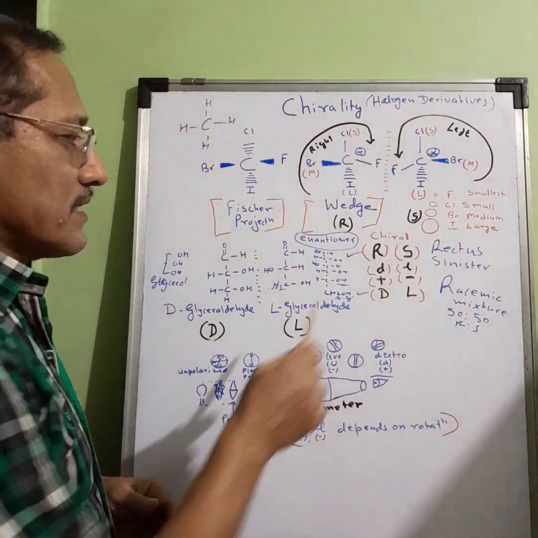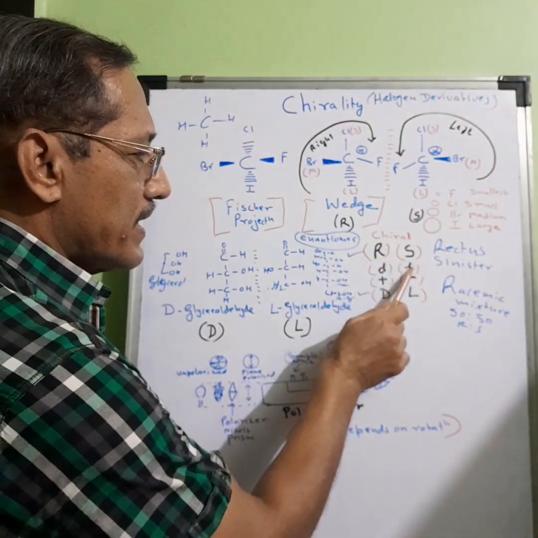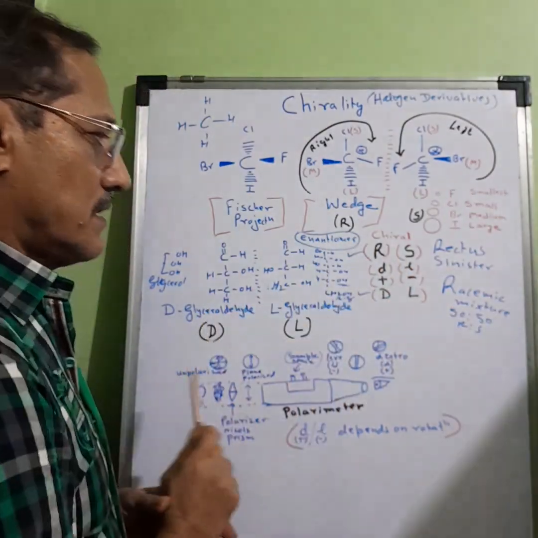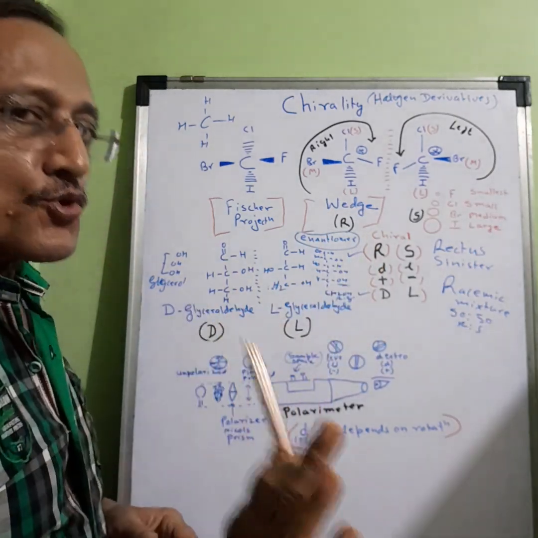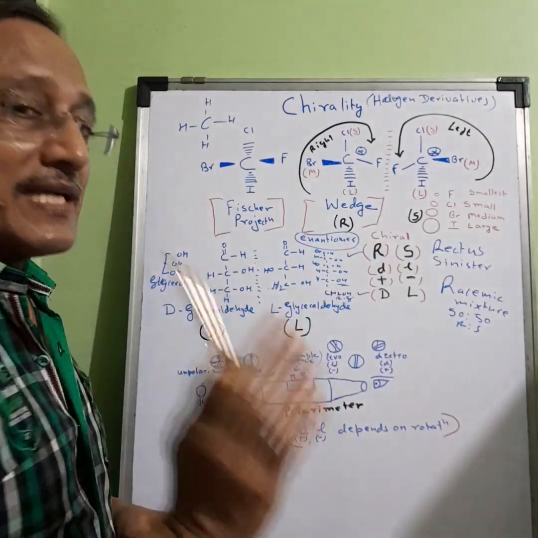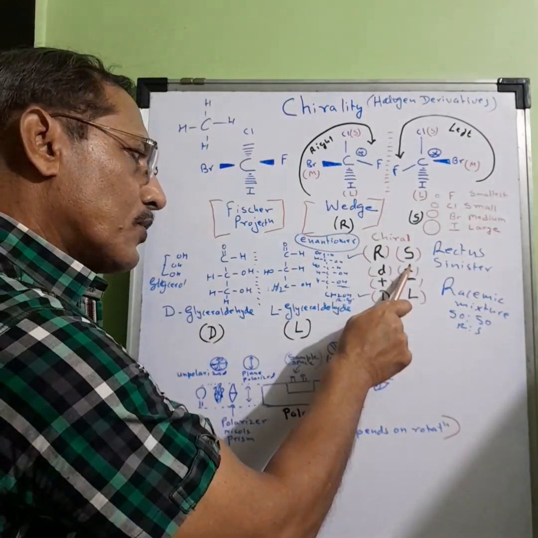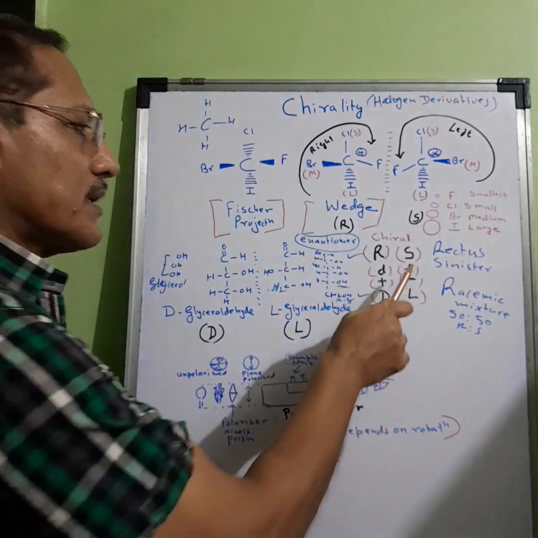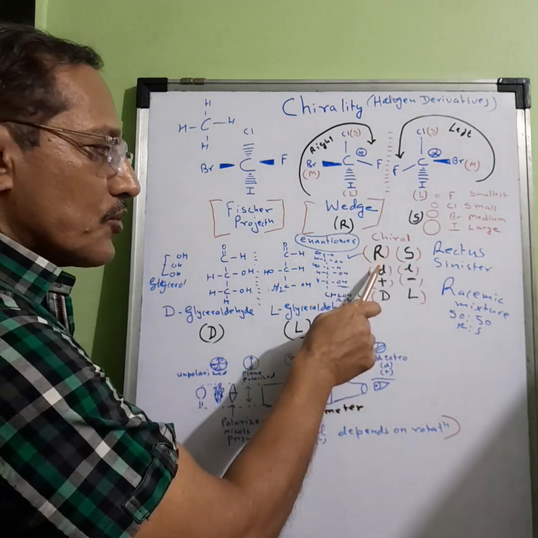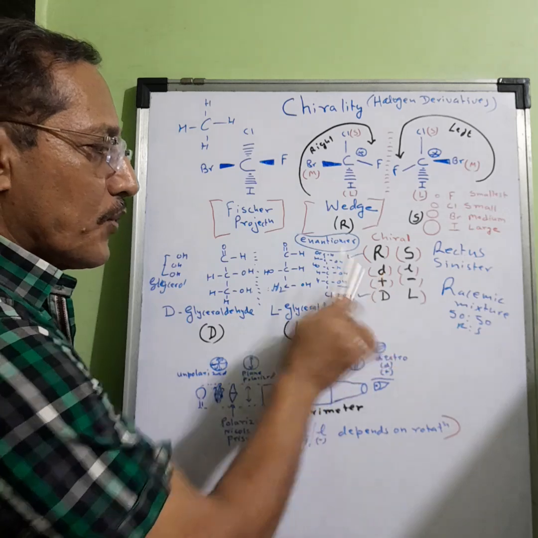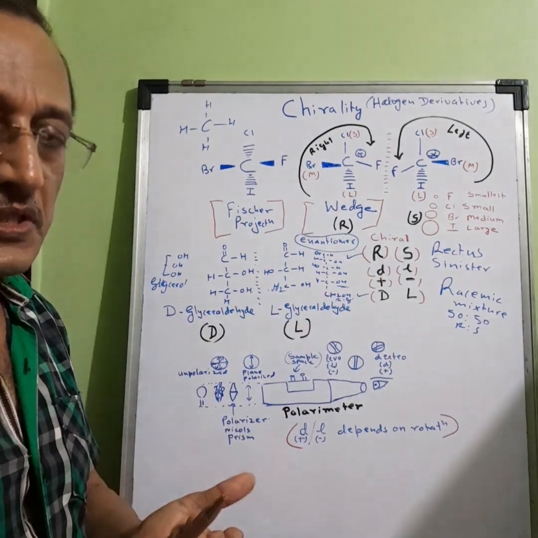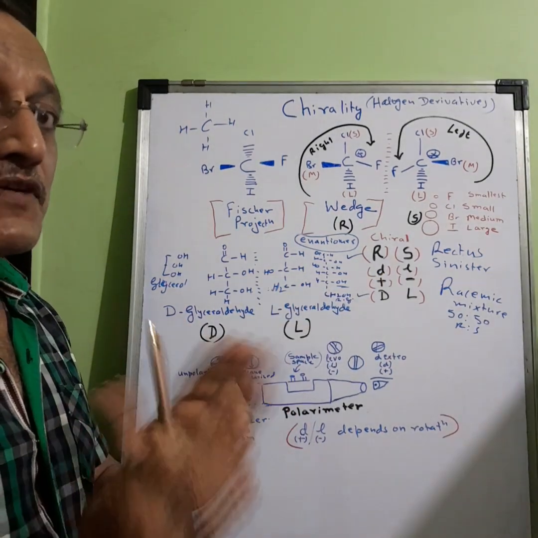Okay, now what remains is D and L, plus and minus. D is known as dextro rotatory, L is known as levo rotatory. Levo rotatory is also represented by a negative sign and dextro rotatory is also represented by a positive sign. Now what are those? Obviously that has got to do something with rotation.